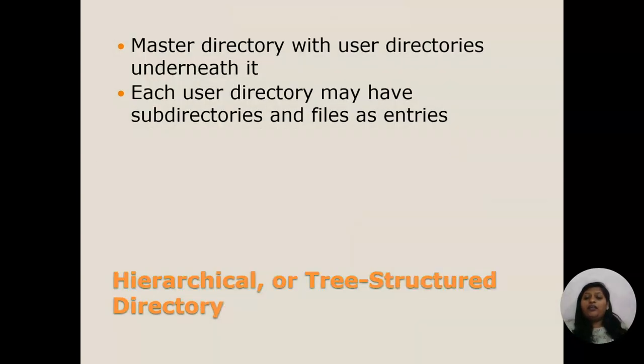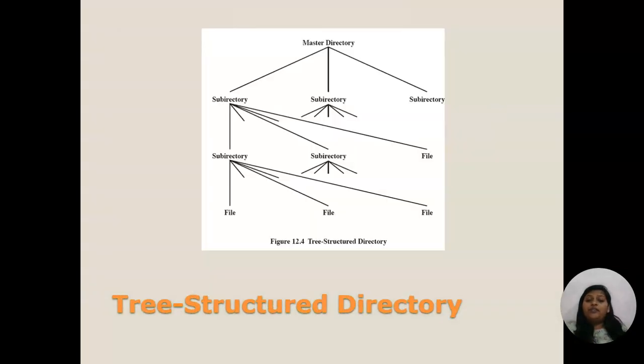Then, hierarchical or tree structure directory. Master directory with user directories underneath it is a hierarchical, or we can say tree structure directory. Each user directory may have subdirectories and files as entries. So the diagram represents the structure of a tree structured directory. It has a master directory, then subdirectories are there, and after that file entries are there.